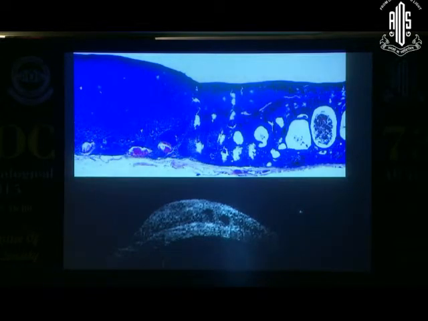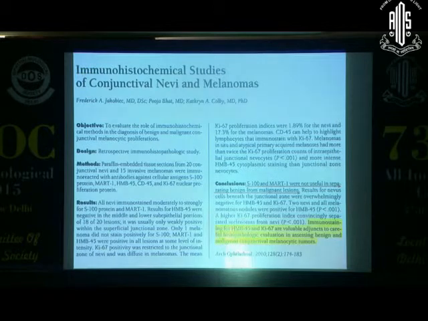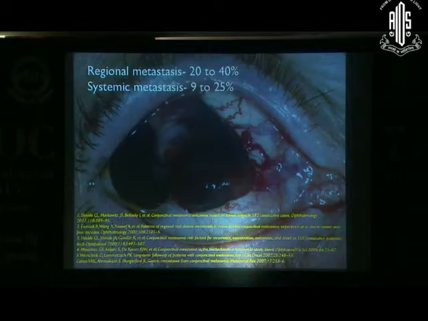So this is the case that I showed you before. You can classically see the demarcation between the nodular component and the cystic component. So this is the nevus developing into melanoma over there. All right, there are immunohistochemical studies that will help you to differentiate between the benign and malignant variety. I'm still not going into it.